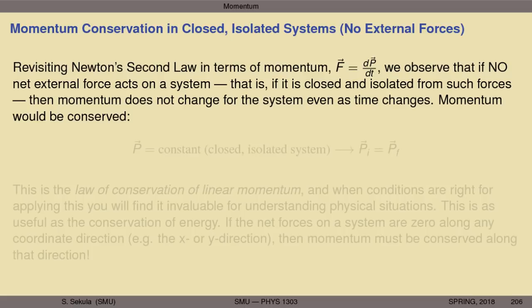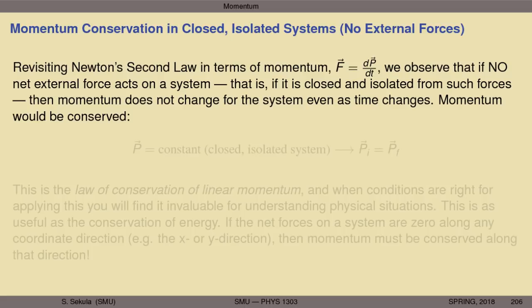Now, let's go back to something I put on pause in order to humanize momentum, and go back to Newton's second law and think about changes in momentum with respect to time and force, and what it means if we have a closed and isolated system. So if we observe that there is no net external force that acts on a system, that is, if it's closed and isolated from such forces, then it must be true that F is zero.